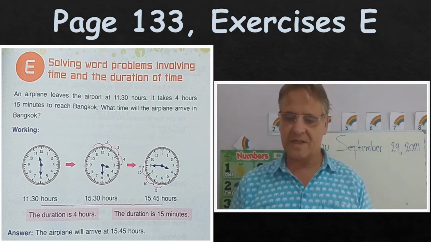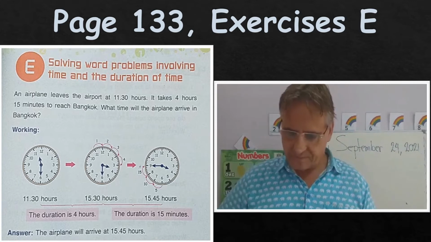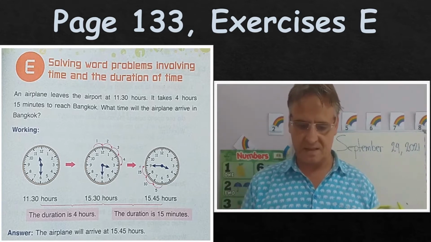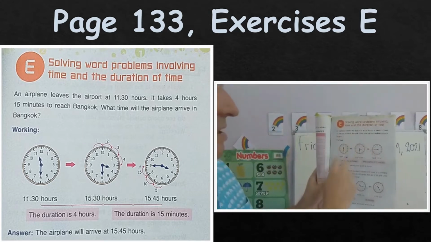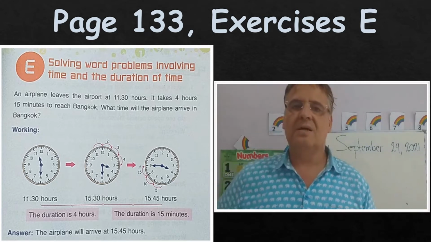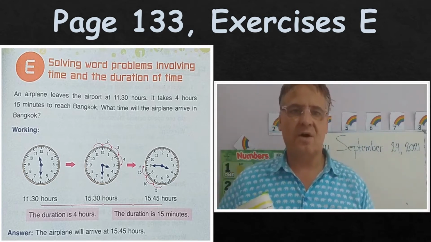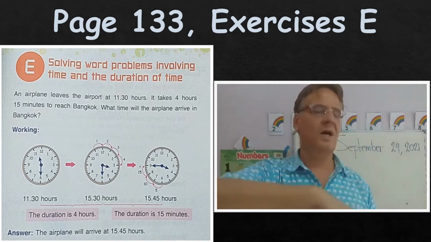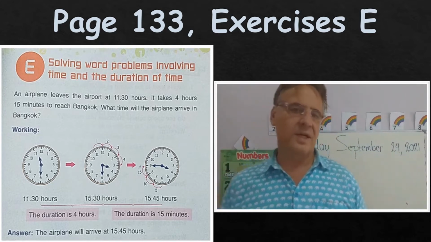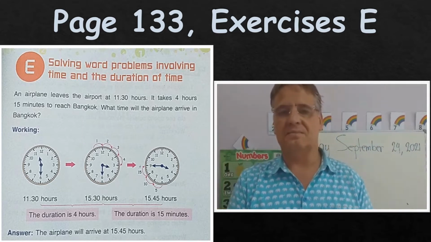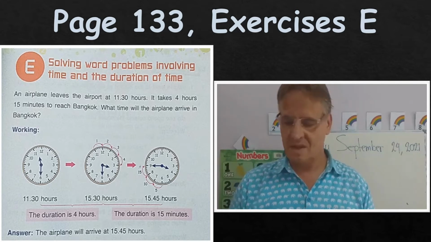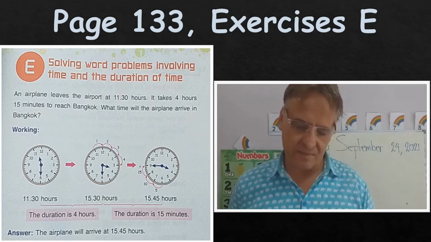Okay, as you can see on the screen here, page number 133, the top of the page. So you can see it on the screen, it's this one here that you can see right now. Okay, we focus on duration of time. That means the amount of time that has passed. So we need to calculate duration of time, which is not so difficult to do. So let's look at a few more examples.